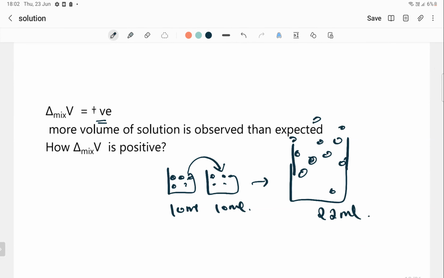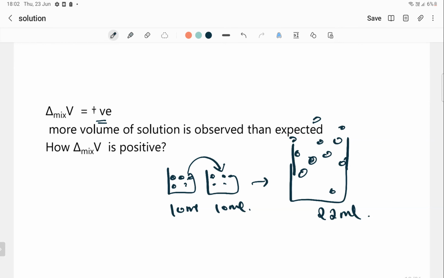Because when it is tightly packed, very close, your volume will be reduced. As we said, for an ideal solution, 10 and 10 gives 20, but that is not obtained here. If particles are very close, the volume decreases. If the particles are very far apart, there will be an increase. So you may not see exactly 2 or 1 ml, but definitely you can see at least a 0.1 or 0.2 difference.